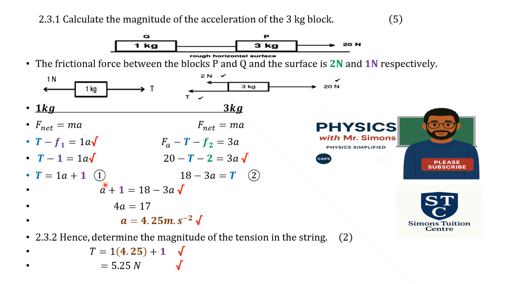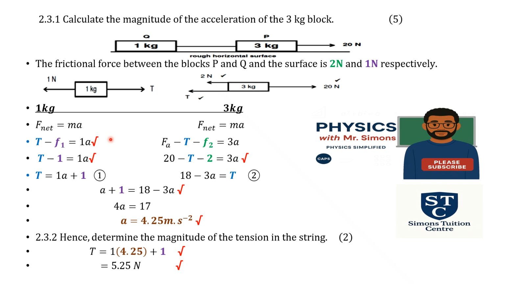So now you can see I've created 2 equations, both making T the subject of the formula. This I can do because that rope is the same rope. It's not 2 different ropes. So the tension experienced by the 3 kg is the same tension experienced by the 1 kg. I hope that makes sense to you. Therefore A plus 1 must equal 18 minus 3A, because T and T is the same T. From there, 18 minus 1 gives me 17. Minus 3A goes across, and 1A plus 3A gives me 4A. 17 divided by 4 gives me 4,25 meters per second squared.